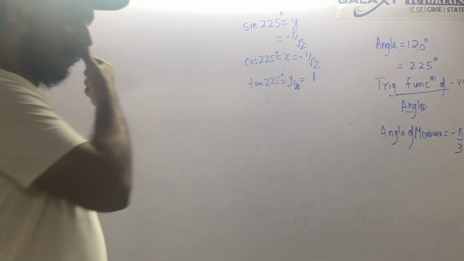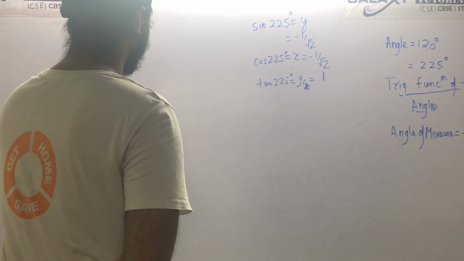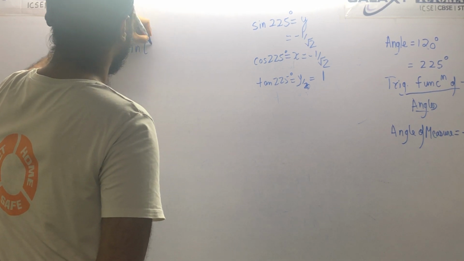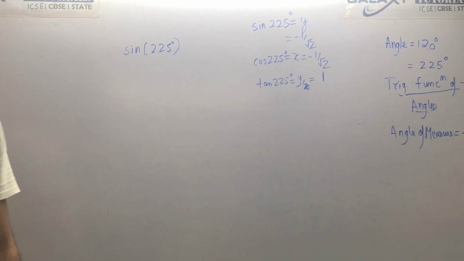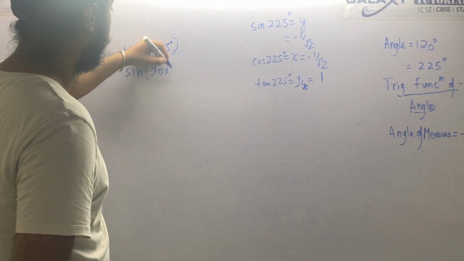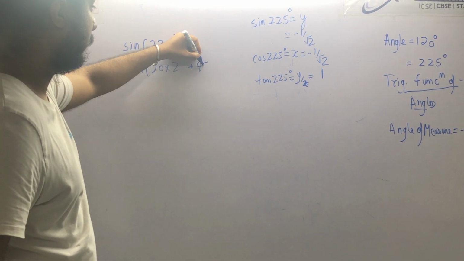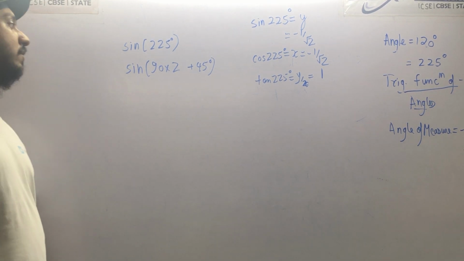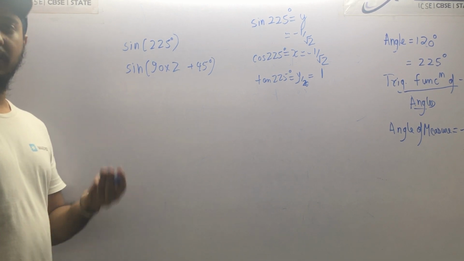Okay, let's do the shortcut method. First we will find sine 225. How can you write 225 as a multiple of 90? You can write it as sine of 90 into 2, which is 180, plus 45. Now look carefully here. Which quadrant are you entering? 90 into 2 means second, plus 45 means you are entering the third quadrant.